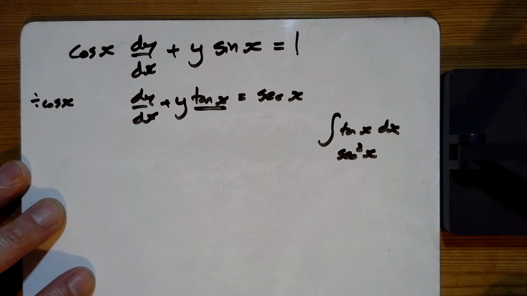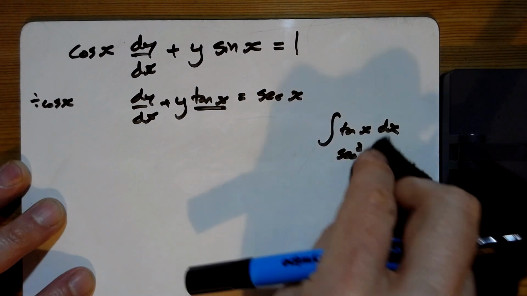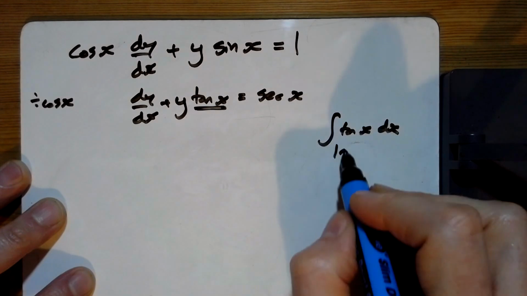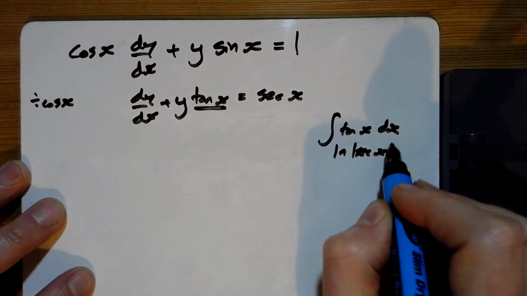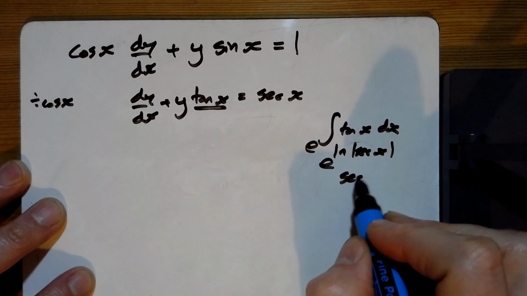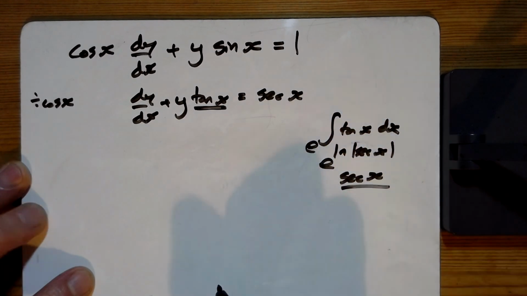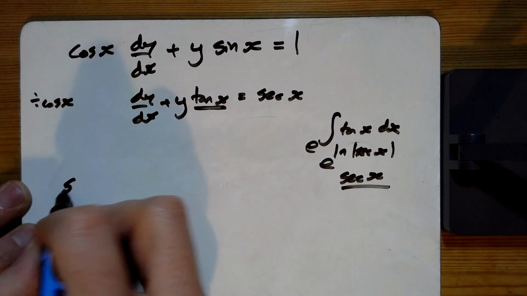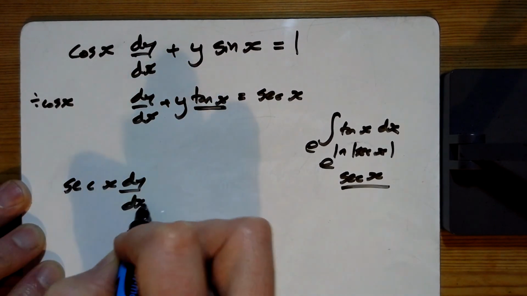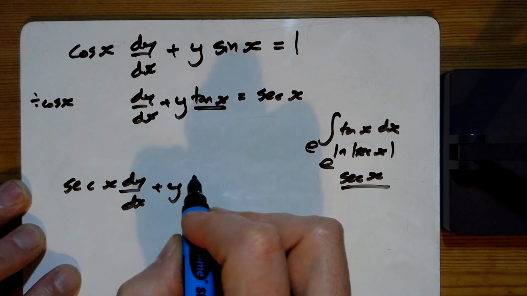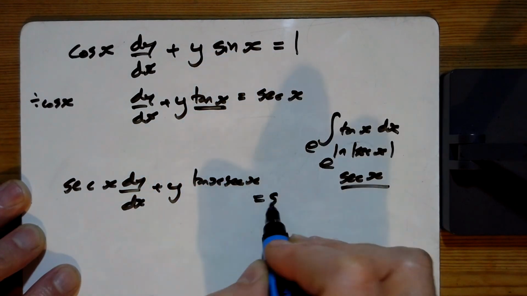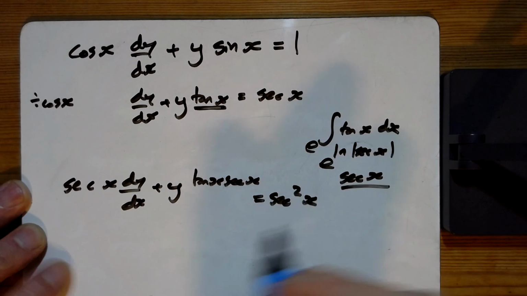No, it's not. That's what it differentiates to give. The integral of a tan is the ln of the sec x, isn't it? And so our integrating factor is e to that. So we're timesing by sec x. So sec x dy by dx plus y tan x sec x equals sec squared x.